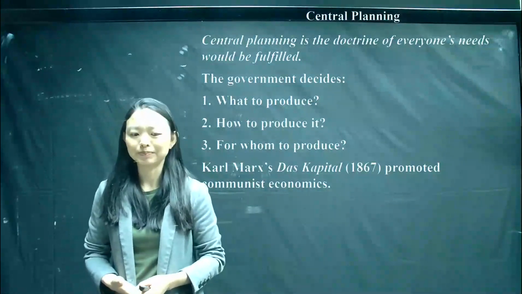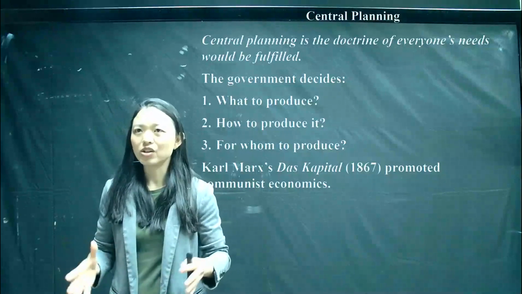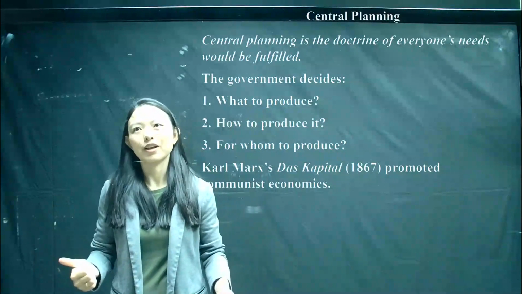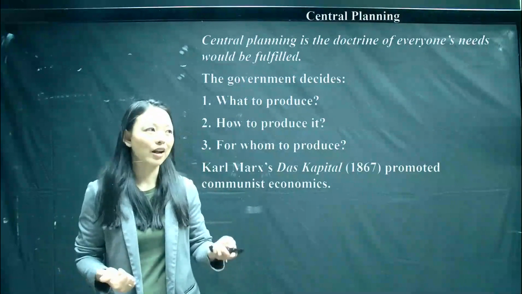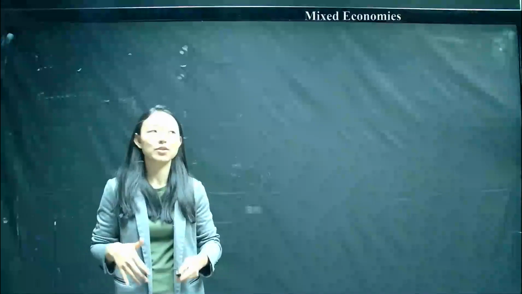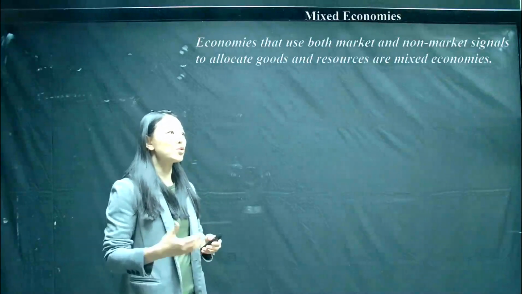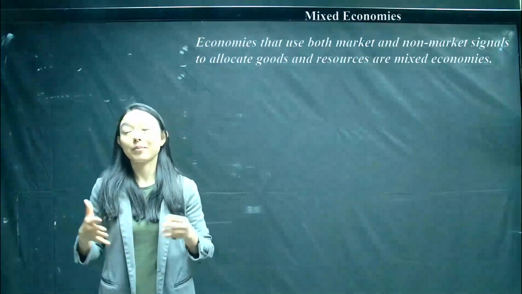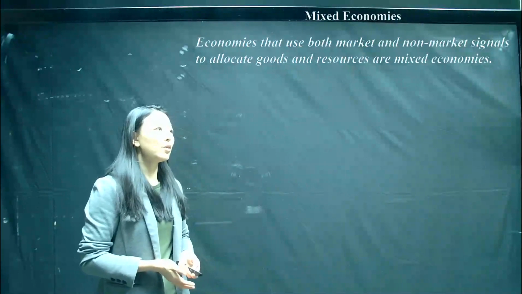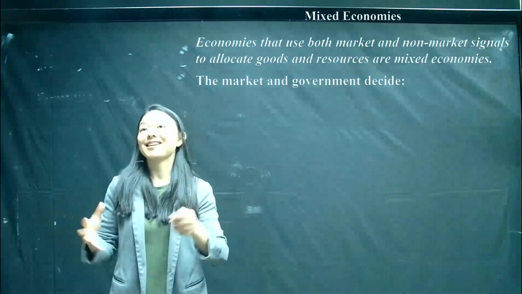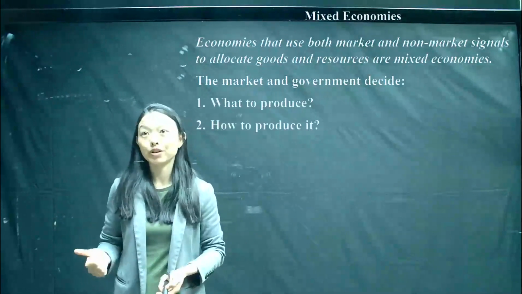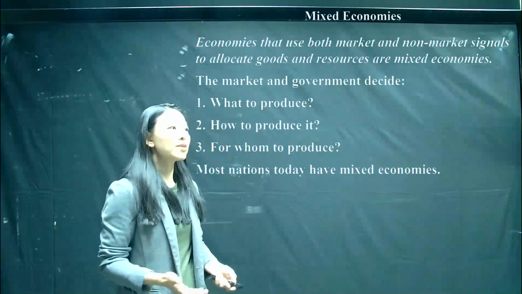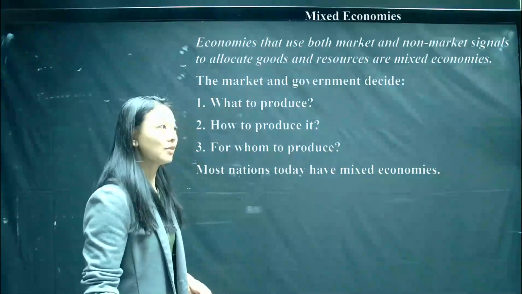Okay, so in his book, he promotes communist economics. Currently, we can say there is rarely a nation that uses a purely market economy, or a nation that uses purely communist economics. Most of the time, it will be mixed economics. Economies that use both market and non-market signals to allocate goods and services are so-called mixed economies. For those mixed economies, the market and the government work together to decide what to produce, how to produce, and for whom to produce. So most nations today have mixed economies.